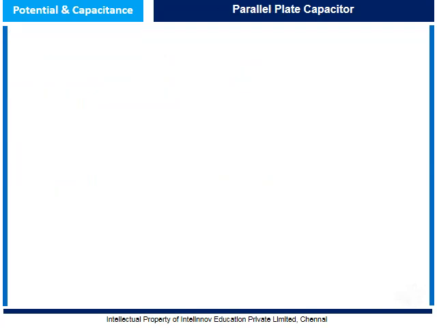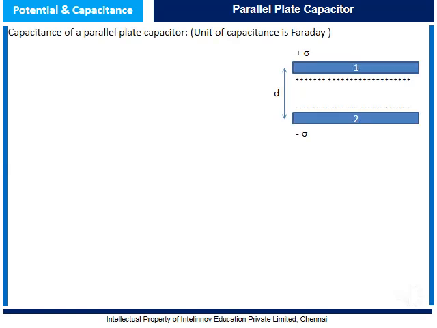Now let us understand the capacitance of a parallel plate capacitor. The unit of capacitance is Farad. We know capacitance C is equal to Q by V. Also we know the potential V is equal to E into D, that is the field into distance. Therefore C can also be written as C equal to Q by ED.